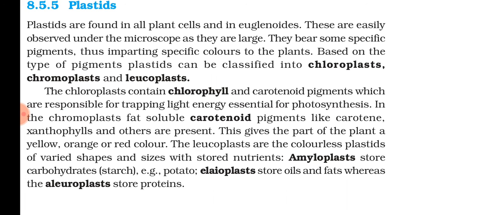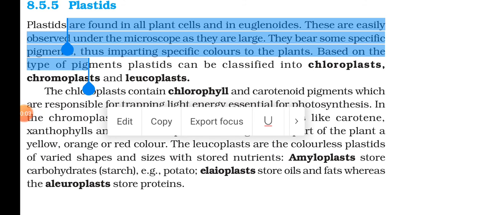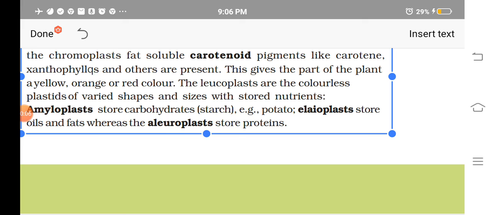The other plastids like chloroplast contain chlorophylls, and chromoplast contains what? Pigments like carotenes, xanthophylls, etc. Is it clear? So this is about the various organelles: chloroplast, mitochondria and ribosomes. Hope you understood this topic well.